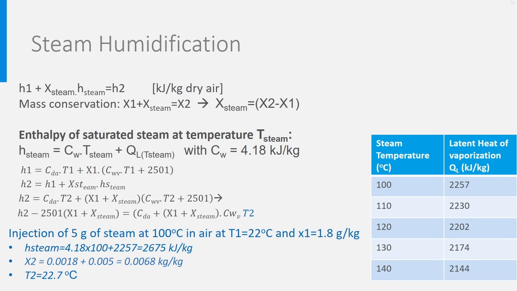X2 is X1 plus X steam, equals 5 plus 1.8, which is 6.8 grams. Using the last equation in black, we can derive that T2 is then 22.7 degrees Celsius. The air temperature has increased a little bit, but not that much.